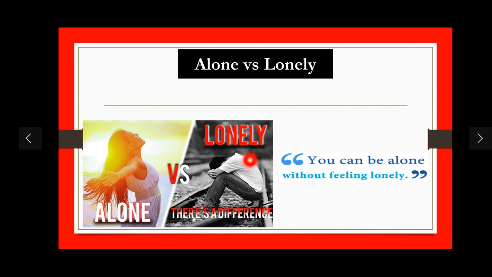Lonely means you are sad because you might have missed something or you might have missed someone. That's why you are lonely. So when you are lonely, you are sad. And when you are alone, you are without someone or something. So an alone person can also be happy, but a lonely person cannot be happy. This is the difference between alone and lonely.